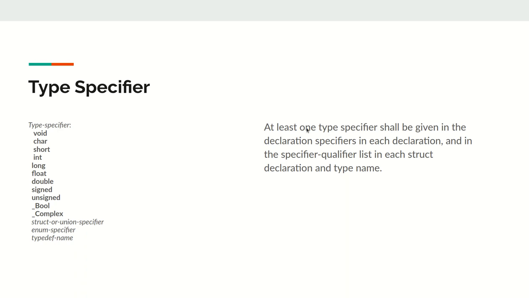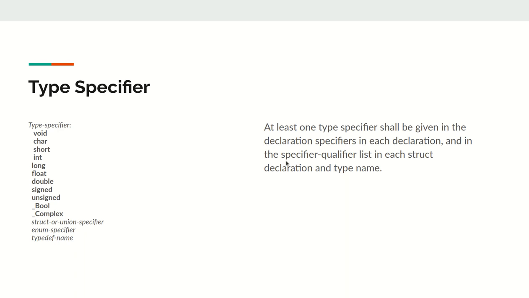So here at least one type specifier shall be given in the declaration specifiers in each declaration. So at least one type specifier shall be given. That's why it's a type. C language is statically typed, right? So this is the type specifier. This is what means the type. We need to specify the type of that identifier when it is declared itself.